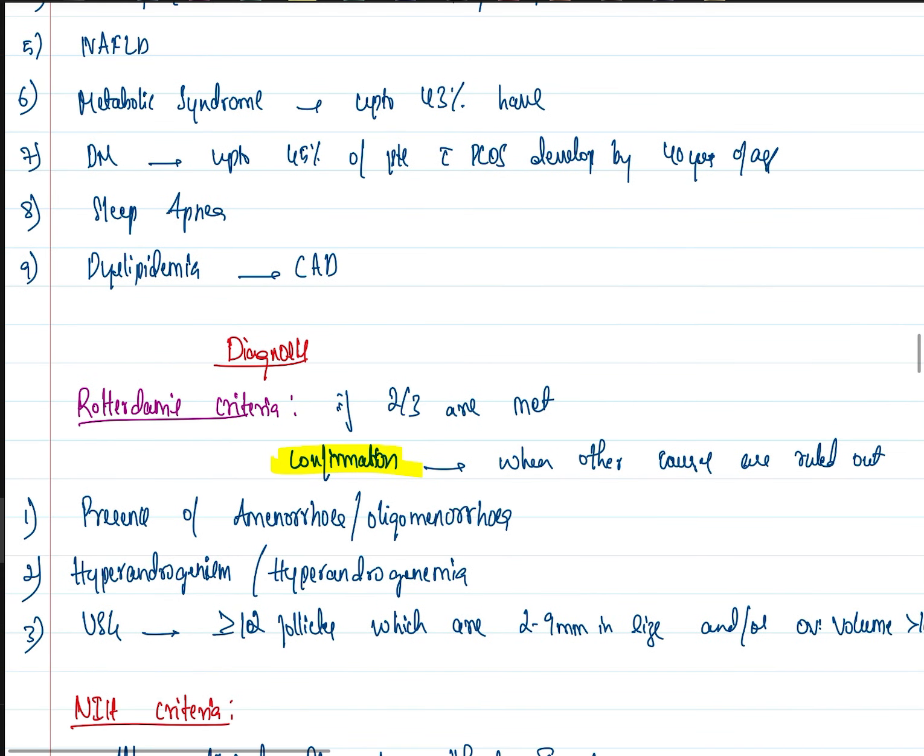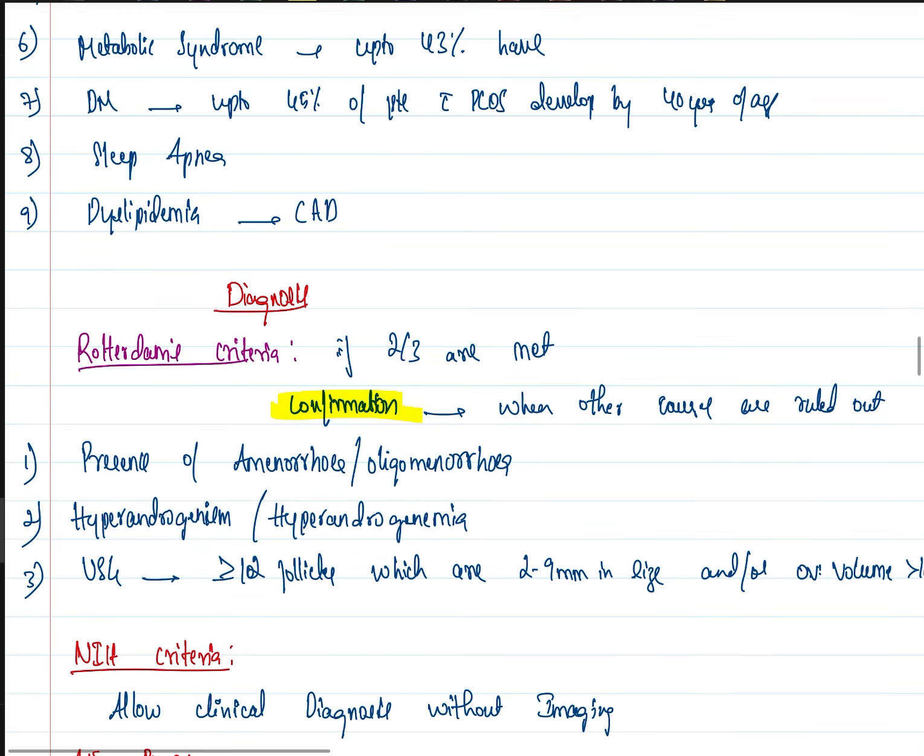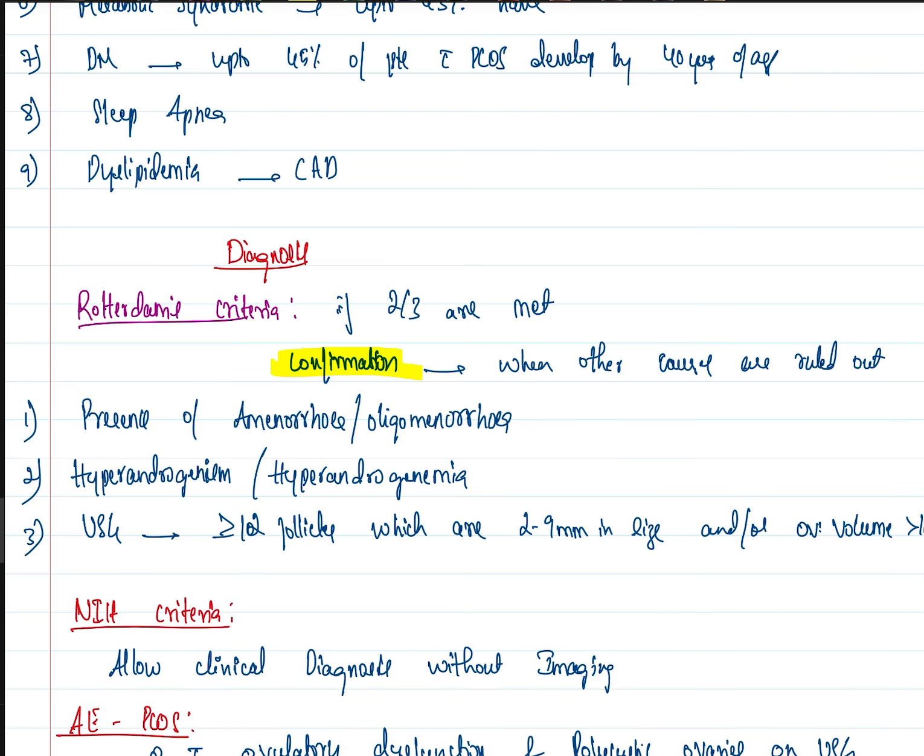So how do we diagnose this? We have a criteria which is Rotterdam's criteria. If 2 out of 3 are met, then we can consider it as PCOS.